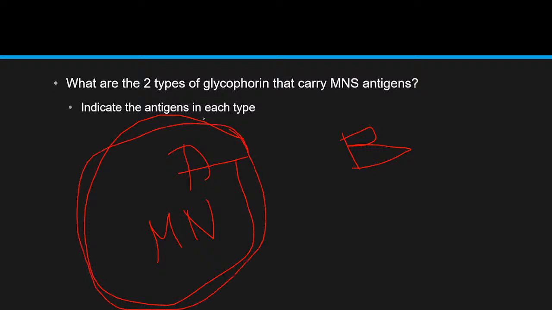The M and N antigens are for glycophorin A, and for glycophorin B, it's the big S, the small s, and the U, right? So that is the antigenic designation of the MNS antigens.